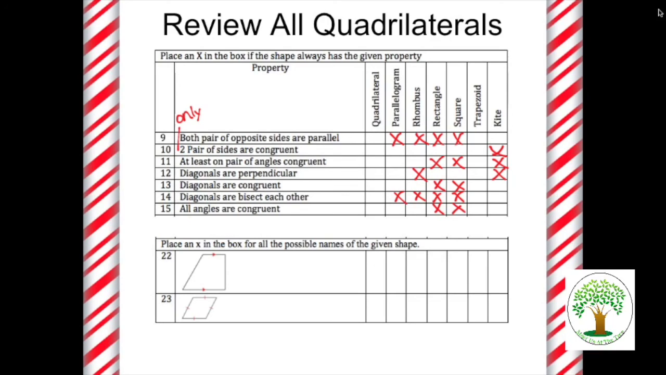Okay, all right. So let's move down to place an X in the box for all the possible names of the given shape. Number 22, this time I put shapes rather than words. What shape is that one? It's a trapezoid. If it's a trapezoid, is it anything else? Quadrilateral. Number 23, what shape is it? It's a rhombus. It's also a parallelogram and a quadrilateral.